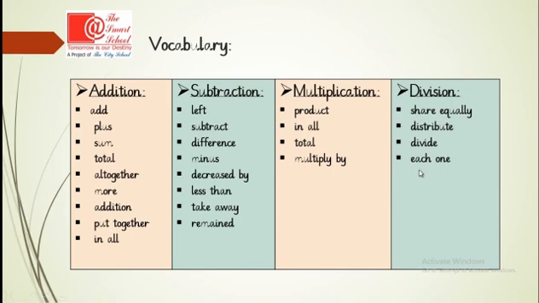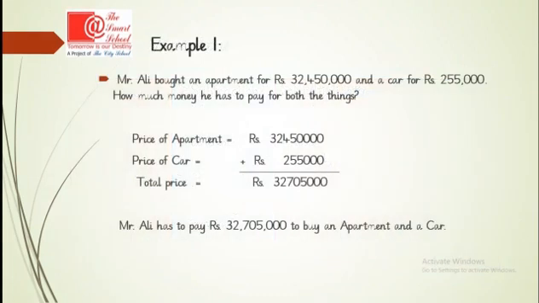Okay, now the examples. The first example is Mr. Ali bought an apartment for rupees 32,450,000 and a car for rupees 255,000. How much money he has to pay for both the things?